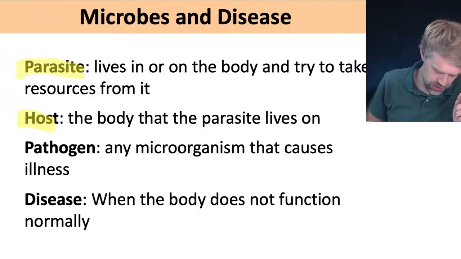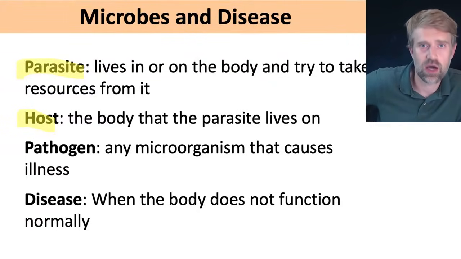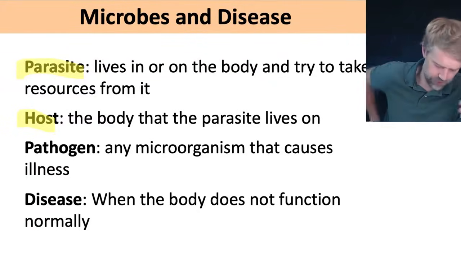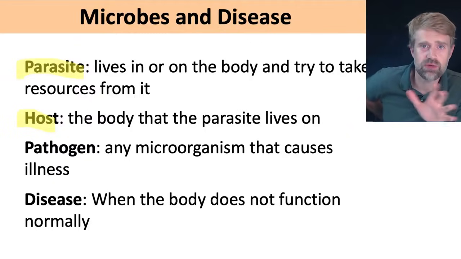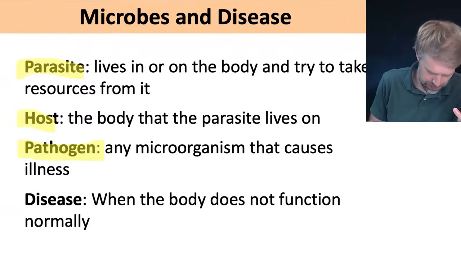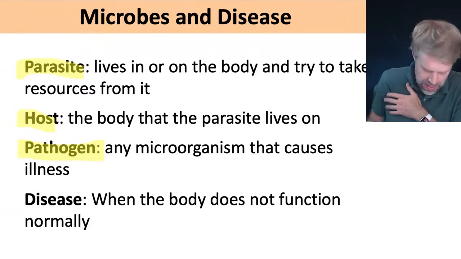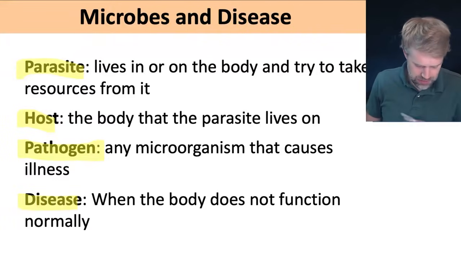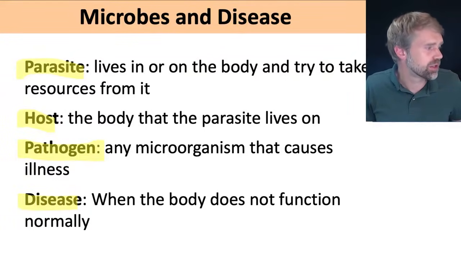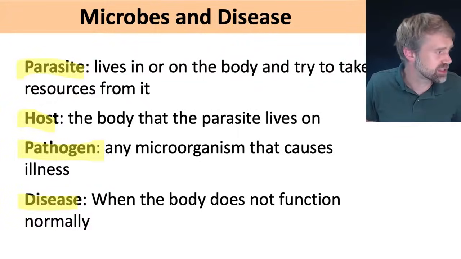And then we have a host. The host is the body that the parasite lives on. Now, when parasites live on a host, they usually cause illness or disease. That means that they are pathogens. A pathogen is any microorganism that causes disease. And finally, disease is what happens when the body does not function normally. Parasites, host, pathogens, and disease. These are important to know.